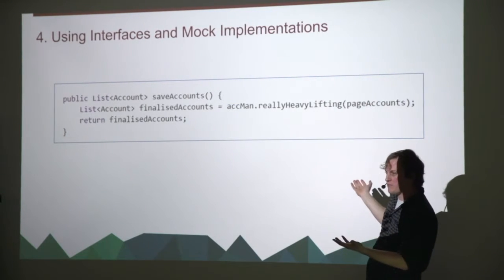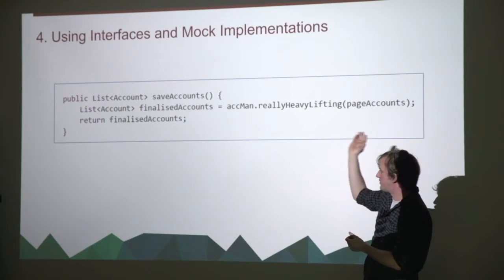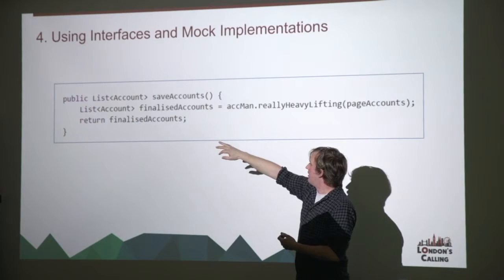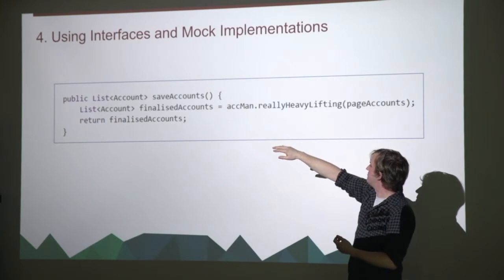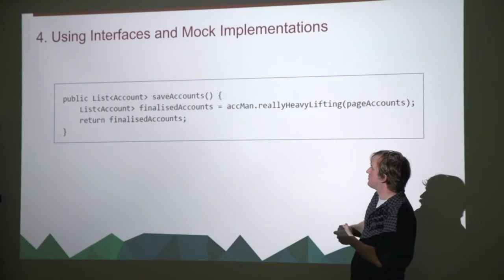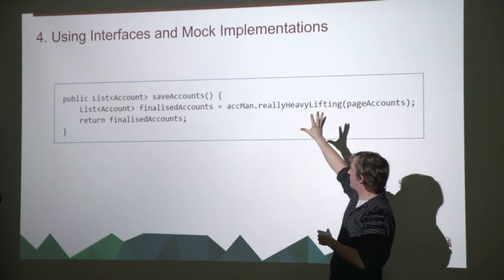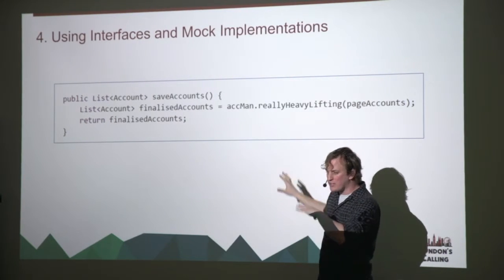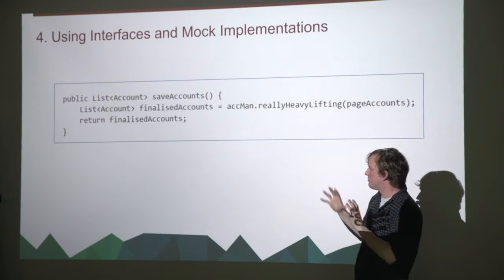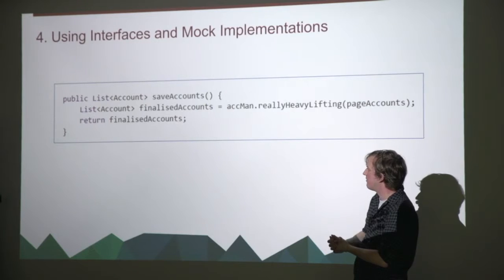Then if you had a button on a page that was calling that really heavy lifting, call the button save accounts. These are the only 2 lines here. If we're thinking about what we want to test, if we were trying to test that save accounts method, we would just want to make sure that really heavy lifting had been called. We don't necessarily want to test its specific return because that's been tested elsewhere. So make this unit test just test save accounts.